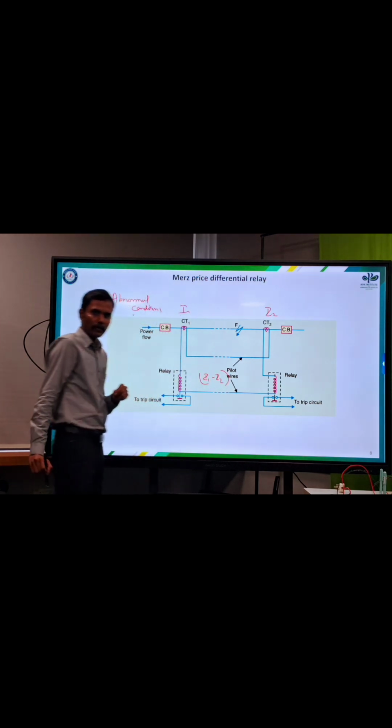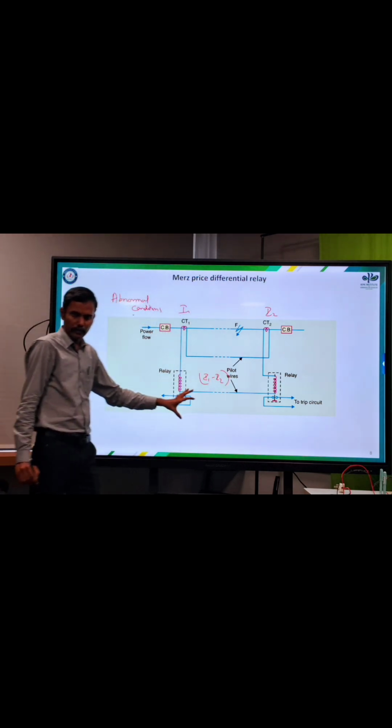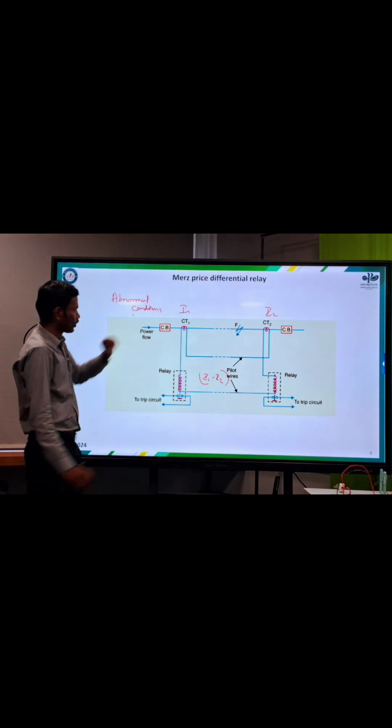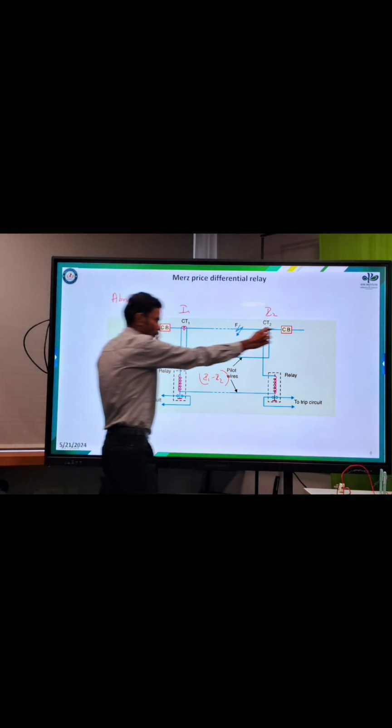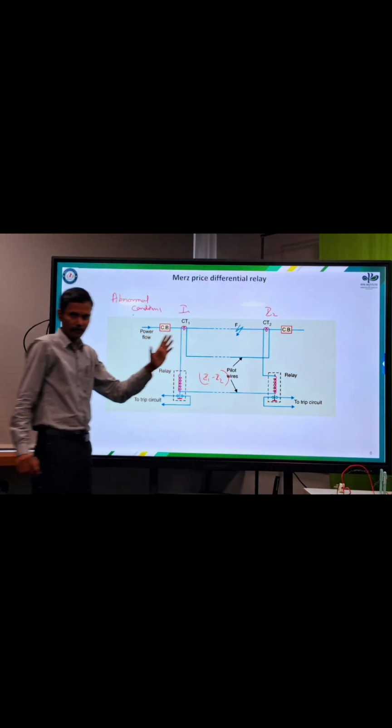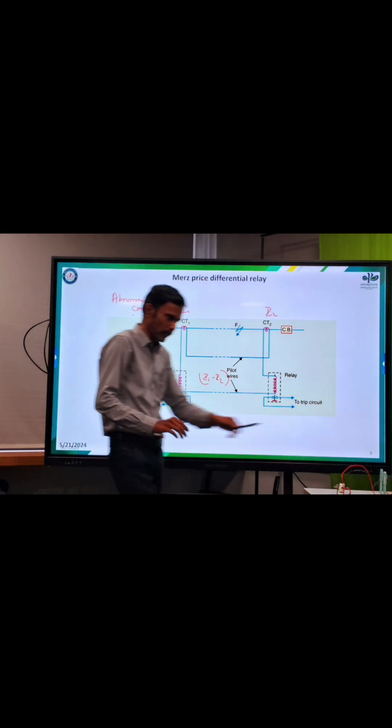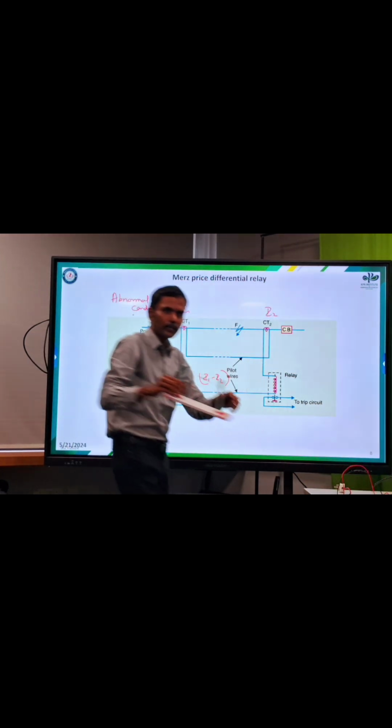This current will make the relay operate, and then it gives a signal to the circuit breaker to open the circuit. So this fault can be rectified. This is one of the schemes. Here is one of the prototypes that can be made.